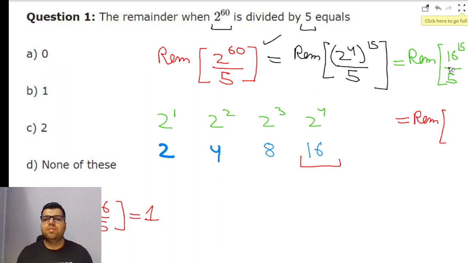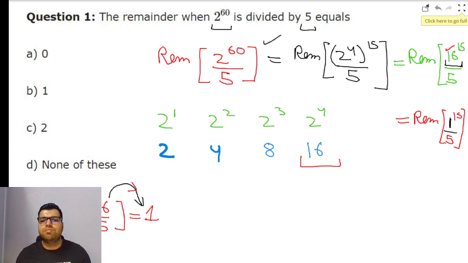So I will write, this is the next property, first property. So this 16, I will replace this 16 with 1. Basically, I am replacing the number 16 with its remainder with 5. So I am replacing 16 with 1 divided by 5 raised to power 15. So this is the property that you can replace the numbers with their remainders. So 16 had a remainder of 1 with 5, I replaced it by 1. So this property we will remember, this is a fundamental property. Now it is very easy.